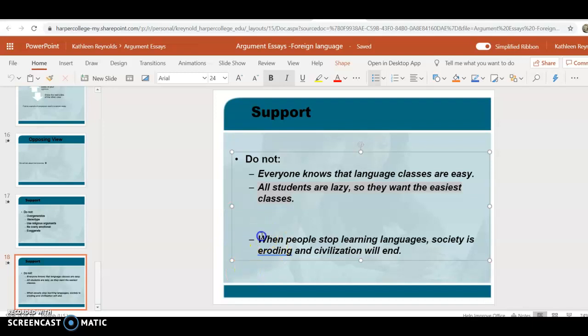This is an example of an exaggerated sentence: "When people stop learning languages, society is eroding and civilization will end." We don't need to go that far in our essay. You don't have to prove that the world will end if you don't win your argument. You need to prove that there will be something negative, but it does not have to be a dramatic ending.